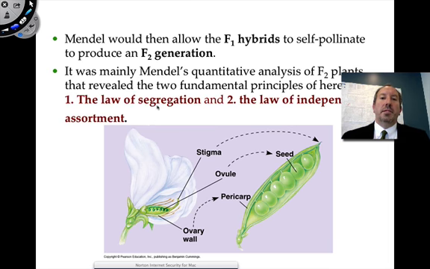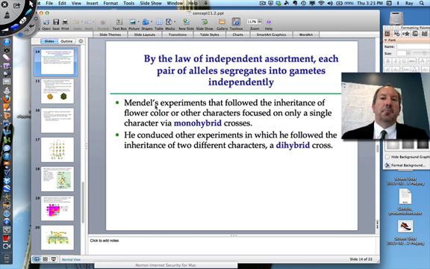The law of segregation, meaning that the factors segregate during pollen formation. And if you're considering 2 traits at the same time, the traits segregate independently, and that was his law of independent assortment.